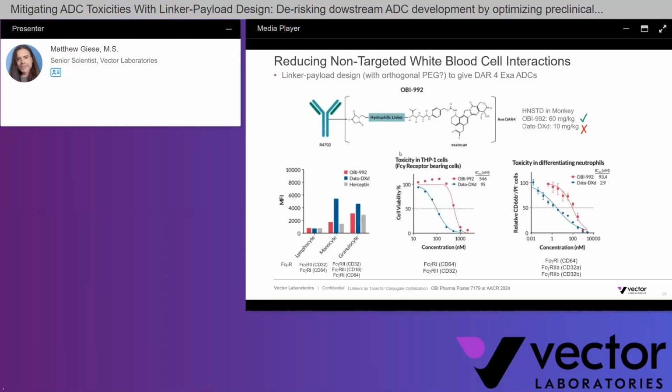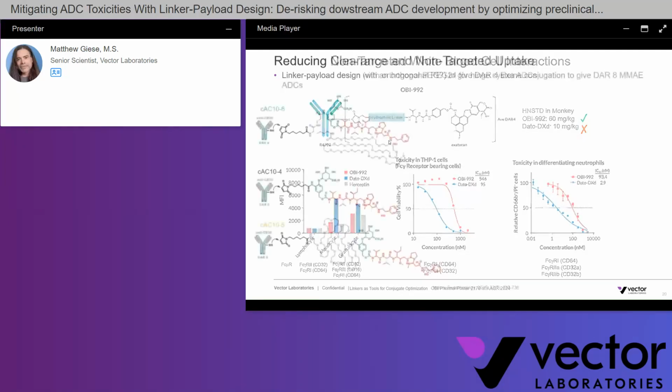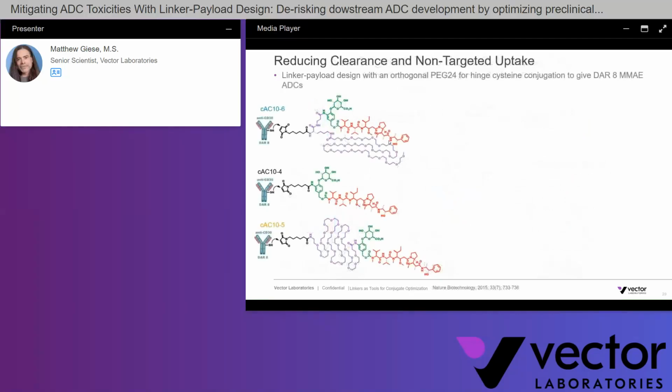This might be a good place to note that some developers like Zymeworks and Eli Lilly and Tubulus are using Fc-silenced antibodies in some of their clinical stage candidates. And this could be another way to attenuate that interaction. We're going to spend a couple slides looking at some examples from Seagen, since they do a really nice job of exploring how these linker variables affect the different assays.